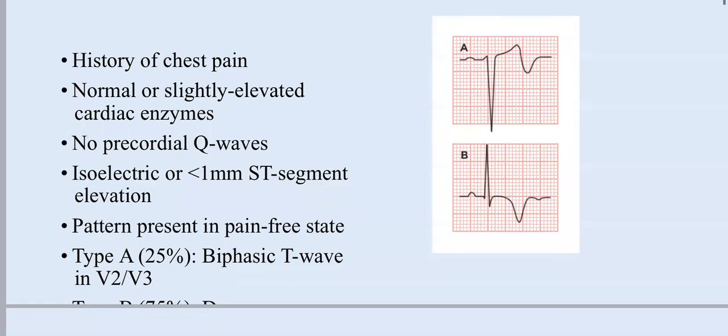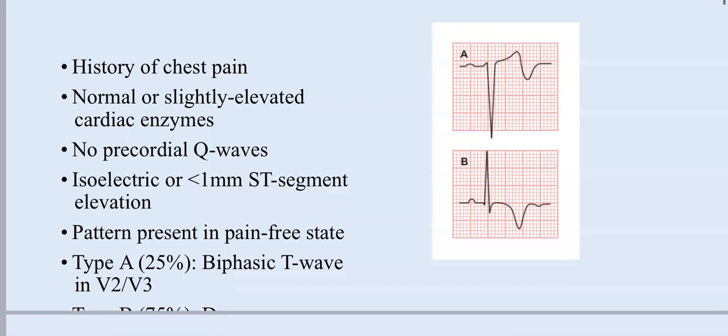And there are two types of Wellens syndrome. Type A, 25%, and type B, 75%. Type A is biphasic T wave, terminal portion is inverted. Type B is inverted T wave. It's not biphasic, just inverted T wave. This is more common. Type B is more common than type A. So let's see it like that.